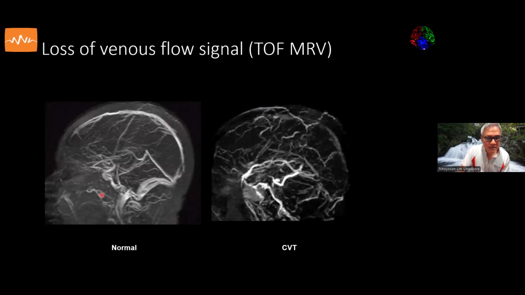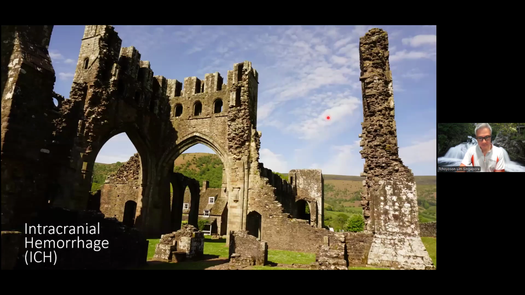And here is an example of a normal time of flight MR venogram, where we can see the normal superior sagittal sinus, the normal straight sinus, and the normal transverse sinus on both sides. Here's a patient with thrombosis, with very poorly visualized superior sagittal sinus, thrombosed here and here. The straight sinus is thrombosed and missing, and the transverse sinuses partially thrombosed and missing. So venous thrombosis and normal in a patient with time of flight MR venogram.